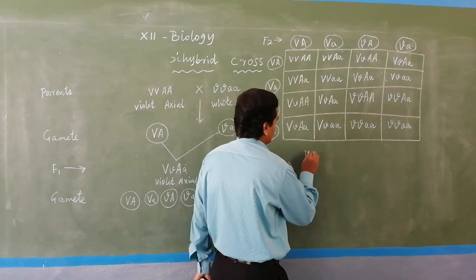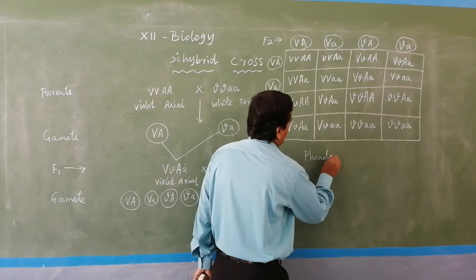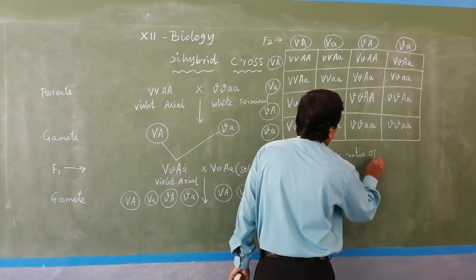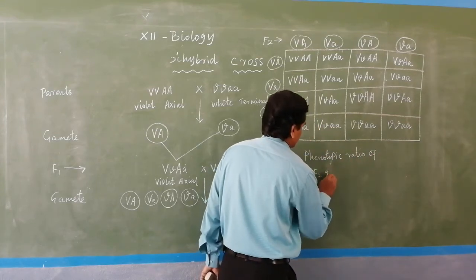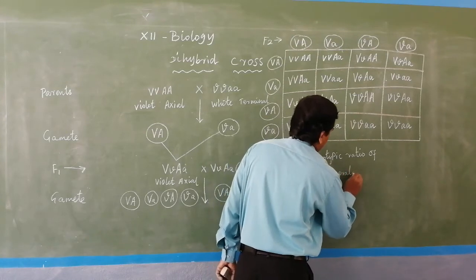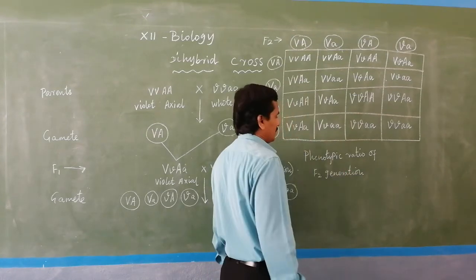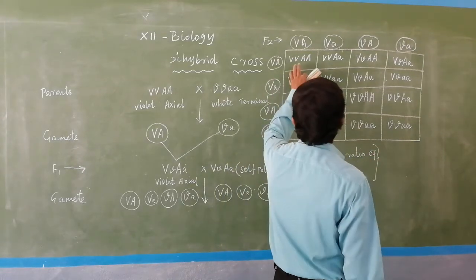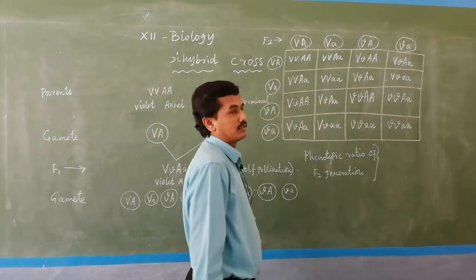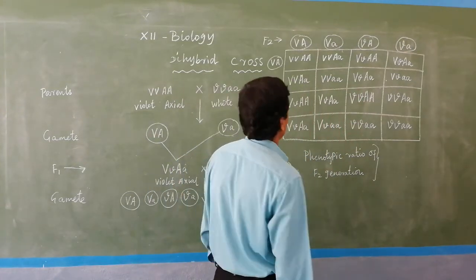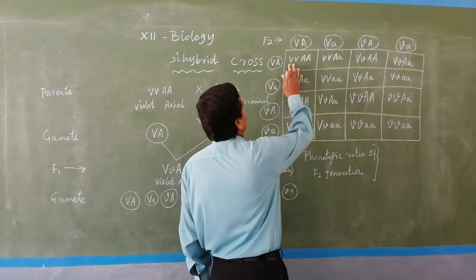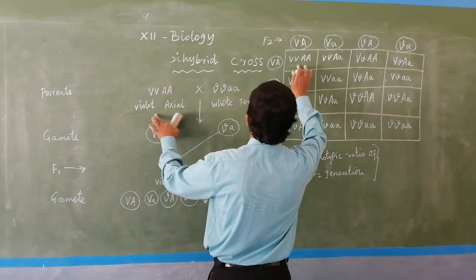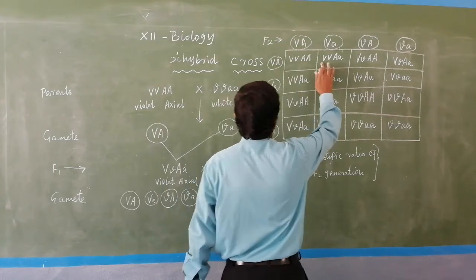Now phenotypic ratio of F2 generation. What ratio? Here, listen. Externally, what characters are present? Externally, not internally, externally, morphologically, what are here? This is violet plant with axial. Violet plant with axial. This is violet with axial. Here also, violet with axial.